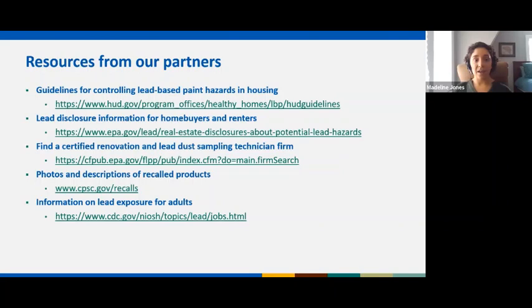On this slide are some lead exposure prevention resources from our federal partners. This includes information about home testing, finding a certified contractor, products recalled for lead content, and adult lead exposure. Next slide, please.